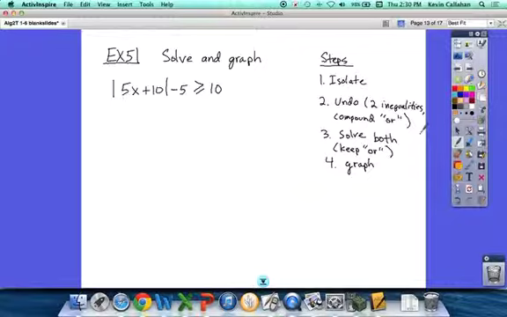So let's see. First step, isolate. What do I need to do to isolate? Okay, add 5, right? So add 5 here and here. Absolute value of 5x plus 10 is greater than or equal to 15. Okay, we isolated. Okay, what are the 2 inequalities?